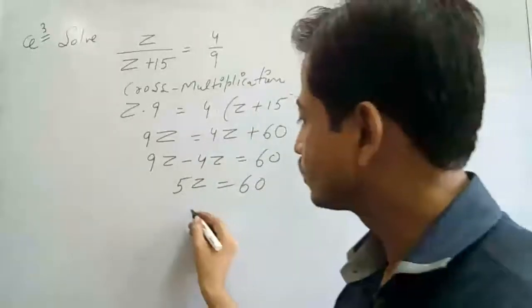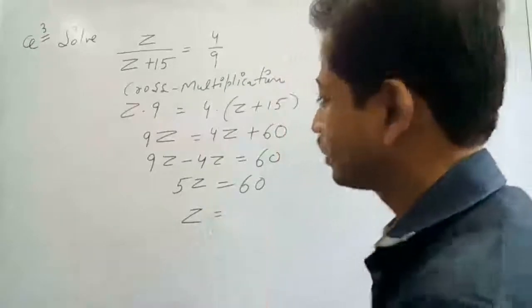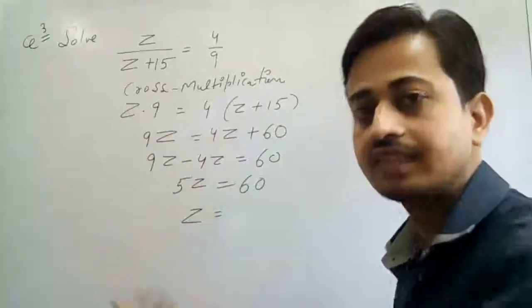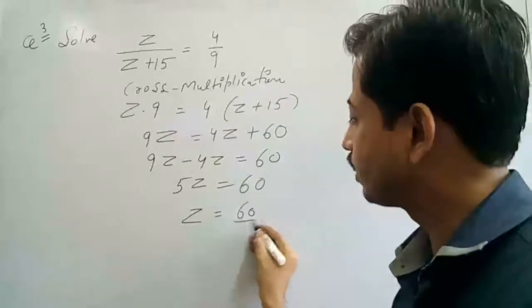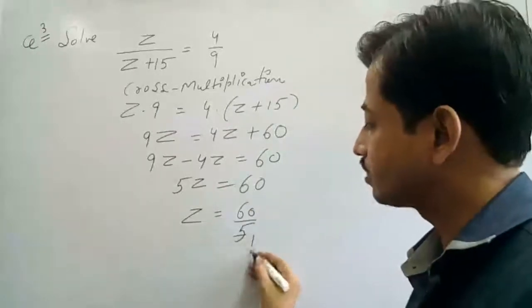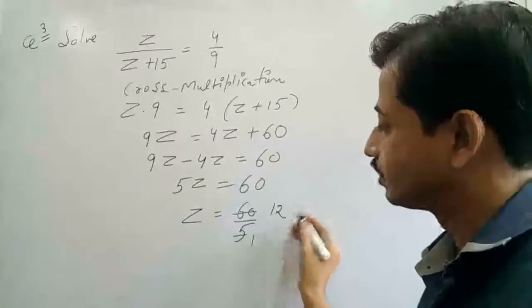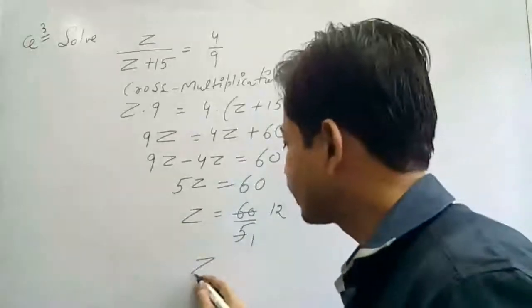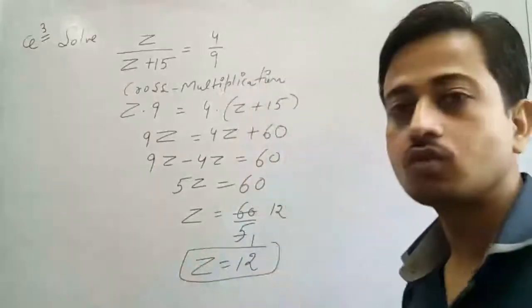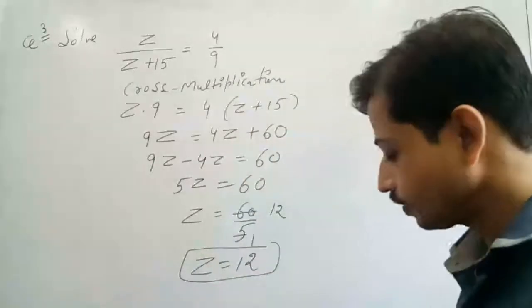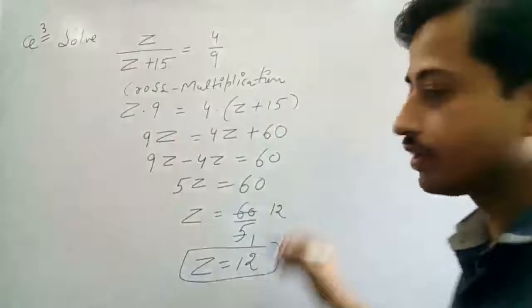Now what's the value of z? We have to take this 5 on the right hand side and it goes to the denominator part. So 60 divided by 5. 5 ones are 5, 5 12s are 60. So we get z is equal to 12. This is your final answer. Now the next step is we have to do verification.